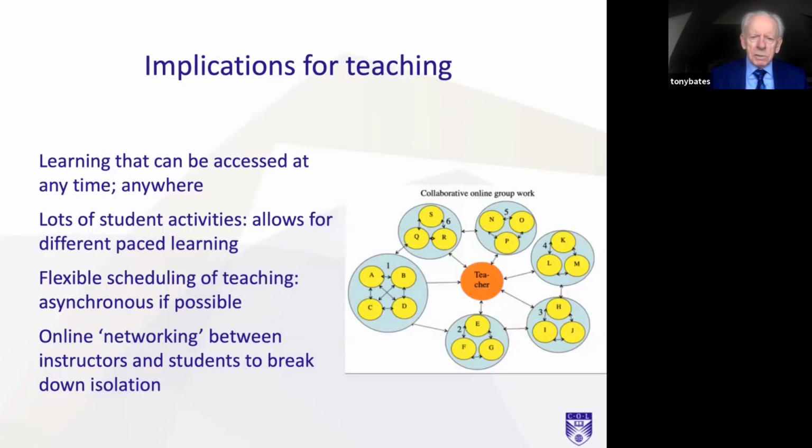So what are the implications for teaching? Well, first of all, we have to provide learning that can be accessed at any time and anywhere. We need lots of activities for students, particularly if they're not in front of us in a face-to-face class, things they can do at home on their own. We need to allow for different pace learning. Given the diversity of students, some students will learn more quickly and others more slowly.